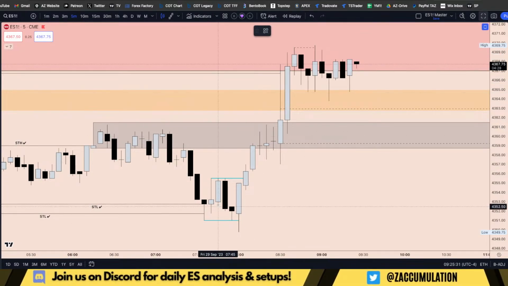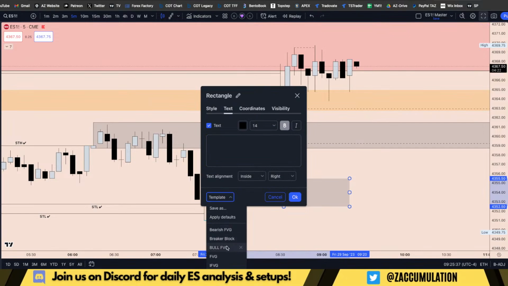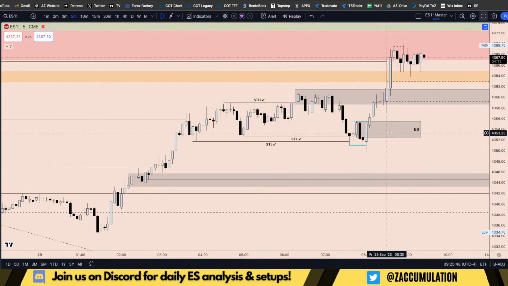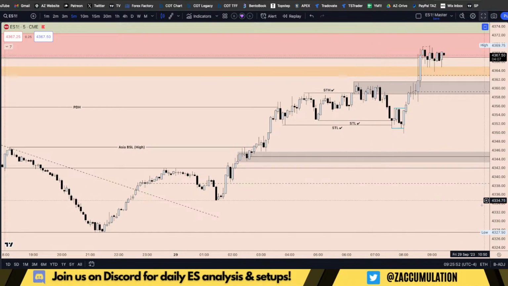So we look at our highest up closing candle, which would be this one right here, as our breaker block. Old resistance, we close above it, turn into support. We haven't used it so far. Every time you see a reversal model, you have that opportunity.